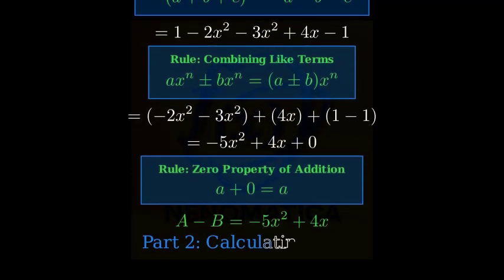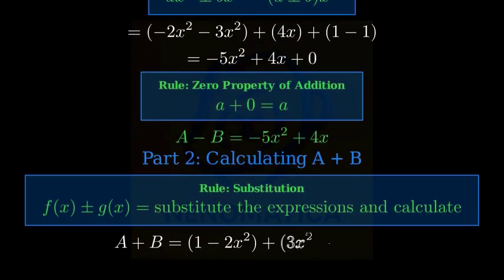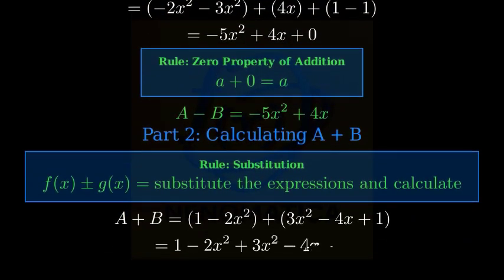Now, let's calculate a plus b. Again, we'll start by substituting the expressions for a and b. A plus b equals 1 minus 2x squared plus 3x squared minus 4x plus 1. Notice that since we're adding b, we don't need to change the signs of its terms.